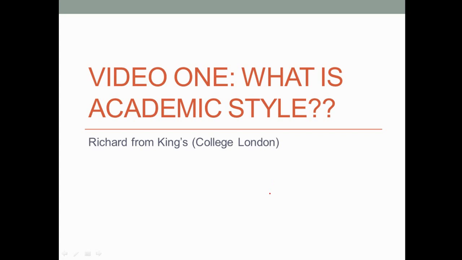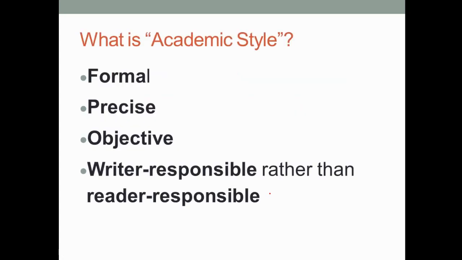So, in this lecture, I'd just like to talk about one or two, what I would regard as being key aspects of academic style. Academic style, we would say, is formal, it is precise, it is objective, and a phrase that I will introduce in a few minutes' time, we would say that academic style is writer responsible rather than reader responsible. What do I mean by that? Well, I'll explain in a few minutes' time.